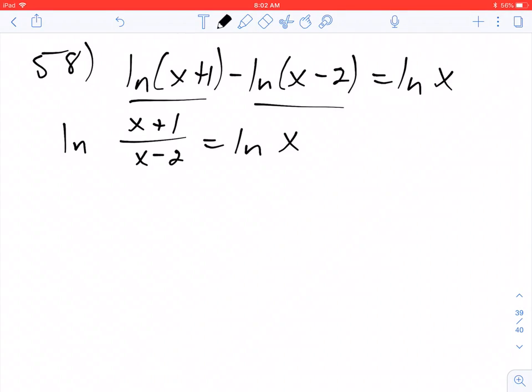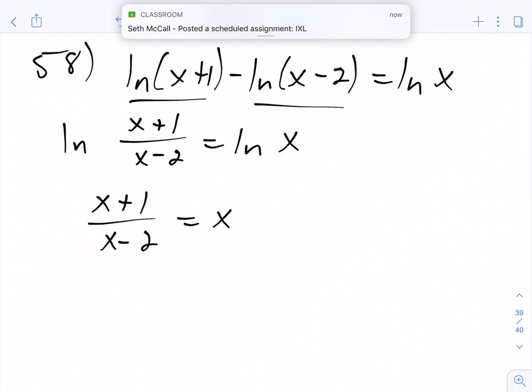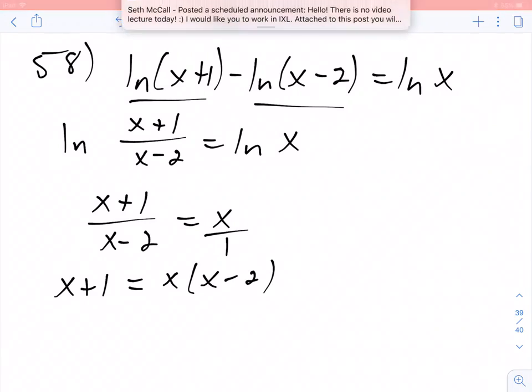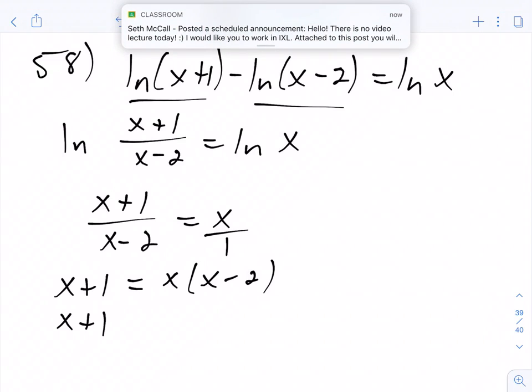And then from there, you can see we're going to utilize the one-to-one property, because if those natural logs are truly equal to each other, then the expressions themselves have to be equal. So we set this equal to that, and then cross multiply. Put this over 1, cross multiply: x plus 1 is equal to x times x minus 2. And so x plus 1 equals x squared minus 2x.